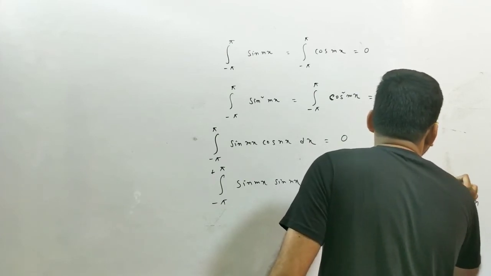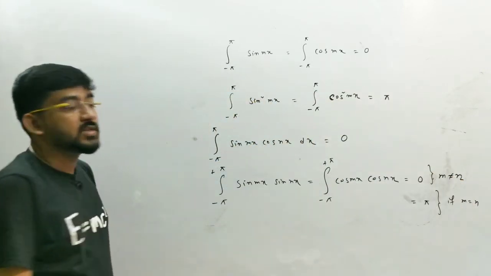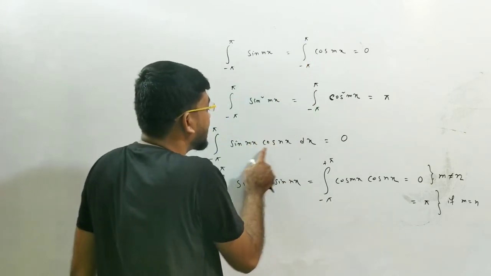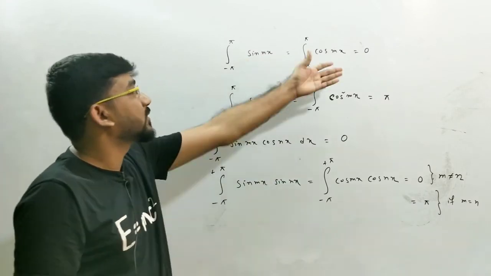But here you will always get 0, because you always get this kind of result, m plus n or m minus n. So this is something like sin kx type or cos kx type.